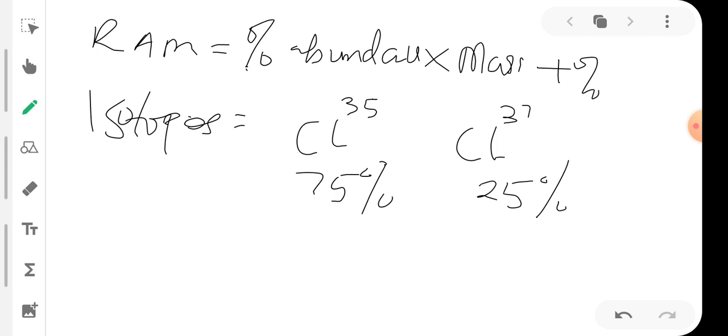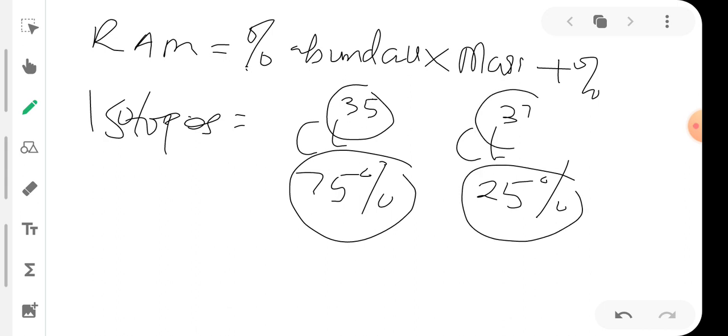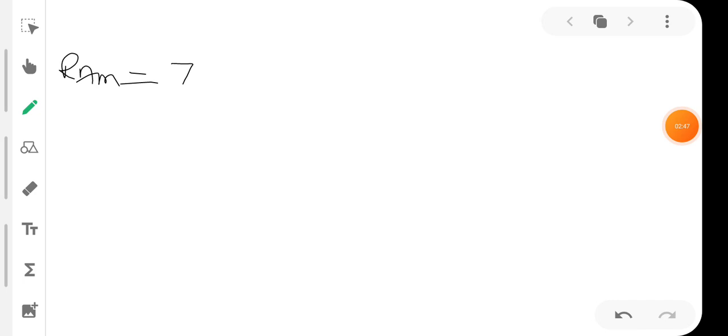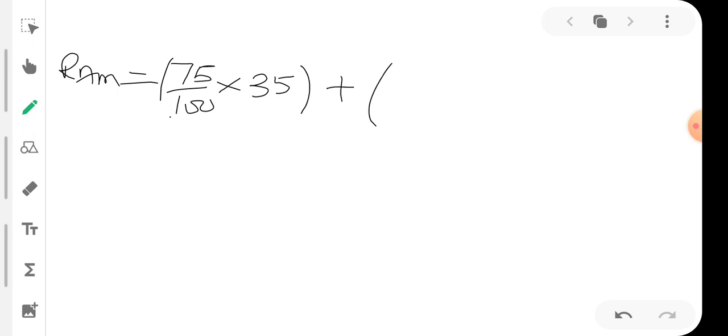So when I get 75%, I multiply by this. I also get this, I multiply by this, then I add them. It will give me the 35.5 relative atomic mass we see on the periodic table. So I'm just trying to do this for chlorine. You have 75% over 100 times 35. Because there are 2, add the other one, which is 25% over 100 times 37.